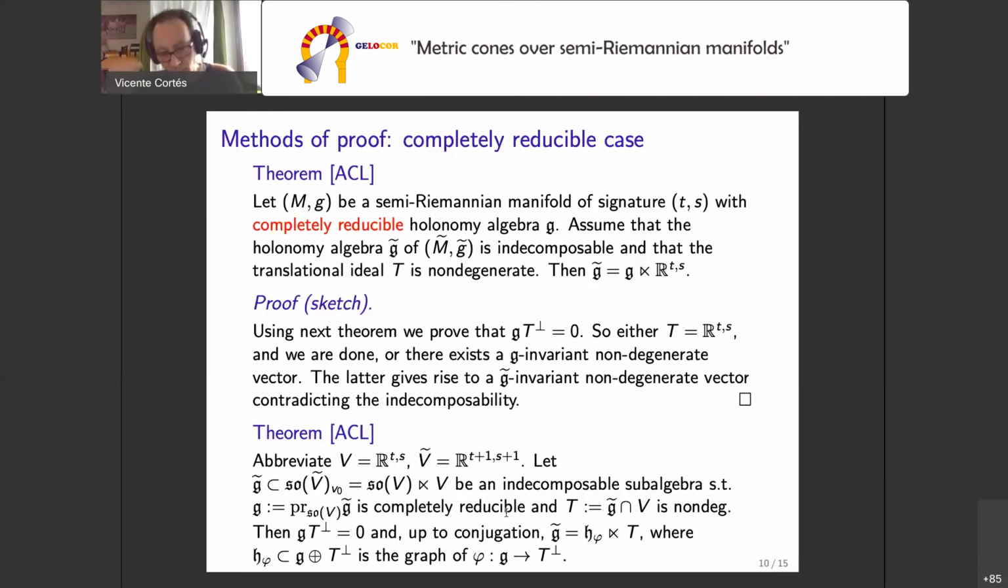And one can give even more precise information. One can describe this G tilde, which is our model for the holonomy algebra of the cone, as a semi-direct product of the translational ideal T and some algebra H phi, which is in fact the graph of some linear map from G to T perp. So there's a more precise description of the holonomy algebra, which I only give here for completeness. It's not needed for this argument, but it is a typical example of the type of methods which appear in our paper.